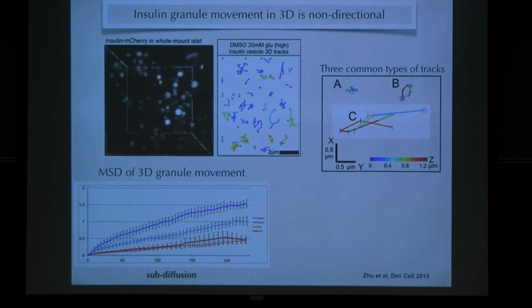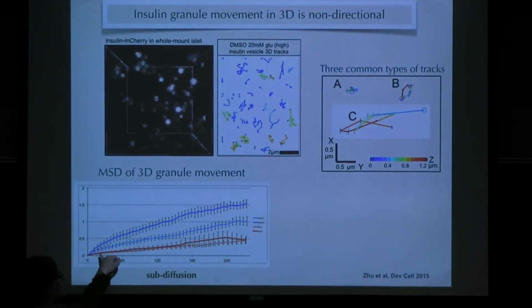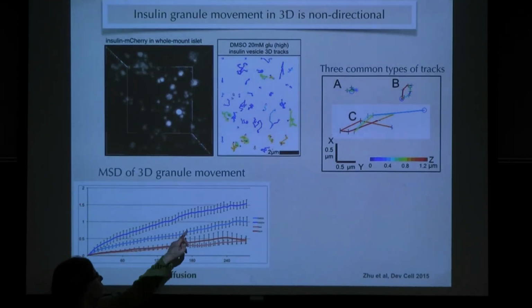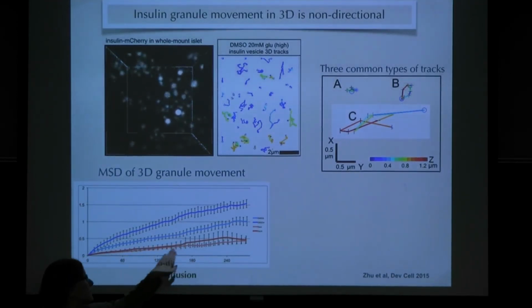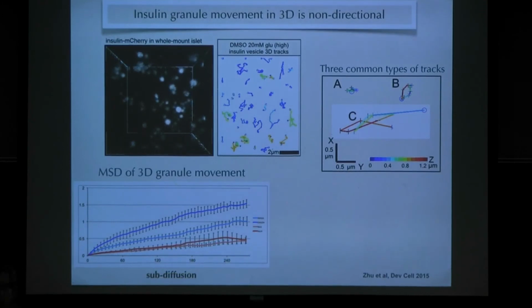Second thing that we found, consistent with other data in the field, is that insulin granules do not move directionally in those cells, which is not surprising if you think how convoluted the microtubule network inside those cells is. So the movement of those granules follows the subdiffusion law. Whether microtubules are present, the blue lines, in low glucose or high glucose, or if microtubules are not present at all, they all move in a subdiffusion mode, only microtubules make this movement faster.